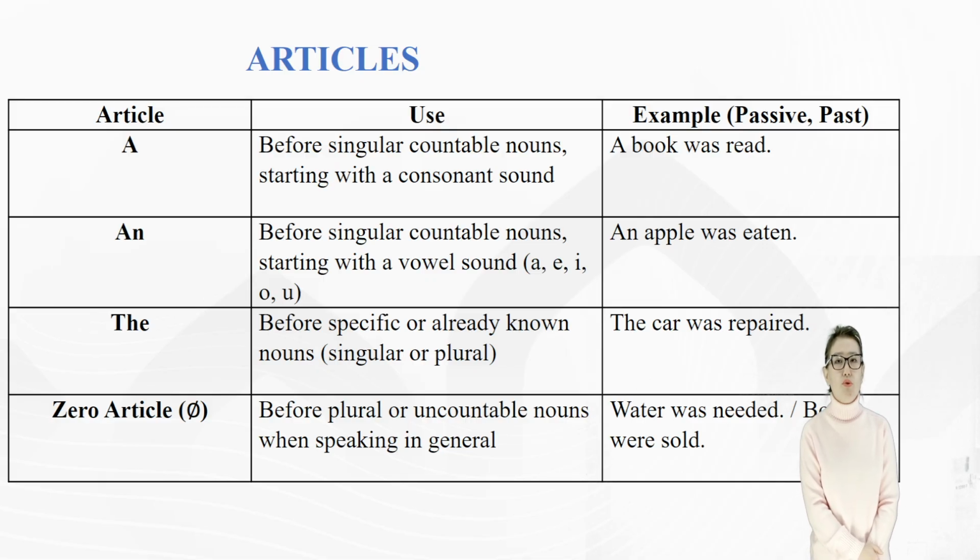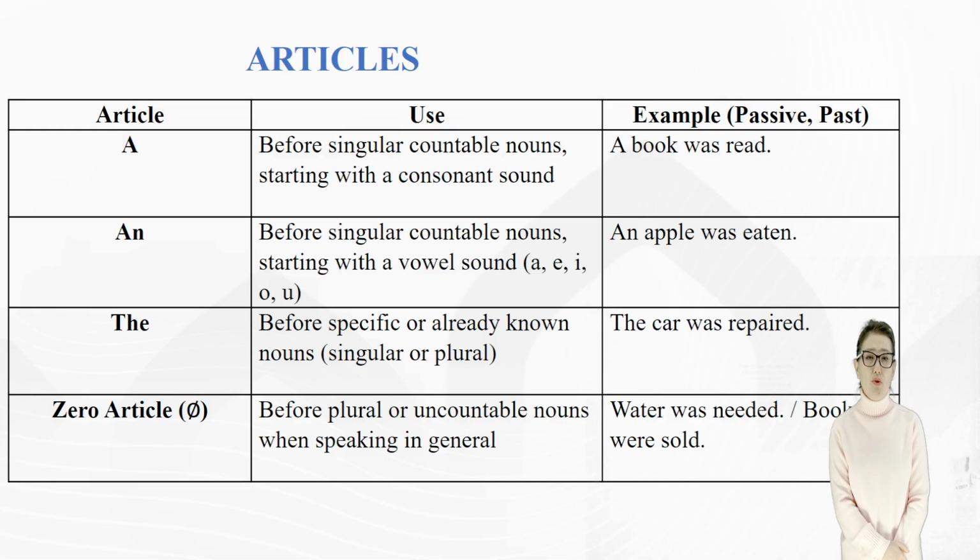Now, let's turn to the grammar topic, articles. What are articles? Do you know the meaning of a, an, and the, and no article? Articles are small words, a, an, and the, used before nouns to show whether we talk about something general or specific.